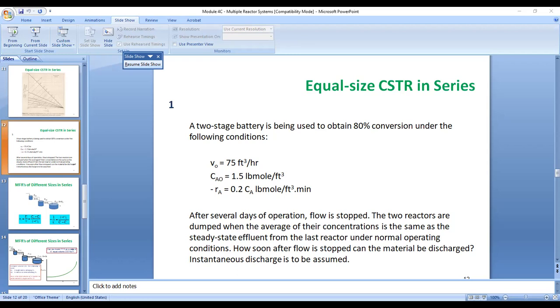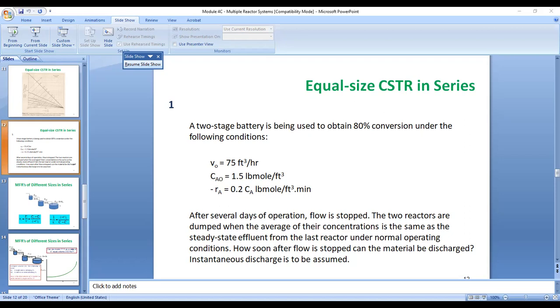Now, the volume that needs to be processed on an hourly basis is 75 cubic feet. The initial concentration is 1.5 pound mole per cubic feet. And you're provided with the rate law, which tells you that your reaction is first order with respect to A. So it's 0.2 C sub A for the rate law. Now, working on the set units, pound mole per cubic feet per minute.